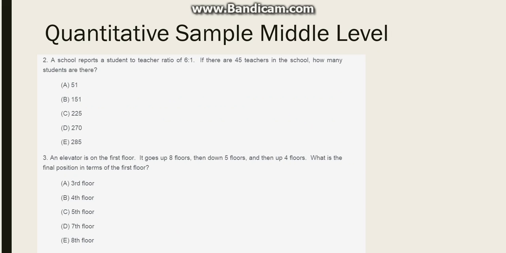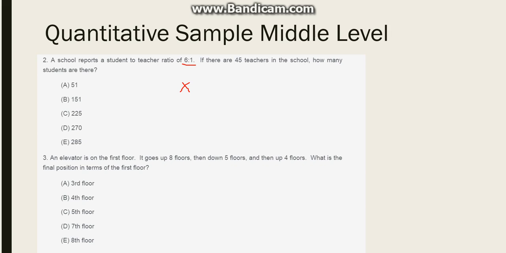Okay, here's a middle level one. Now, this is a fairly straightforward question. The school reports a student-to-teacher ratio of 6:1. If there are 45 teachers in the school, how many students are there? Students may not understand the concept of what a ratio is. So, this is a simple multiplication type question, but students would need to know what a ratio is.